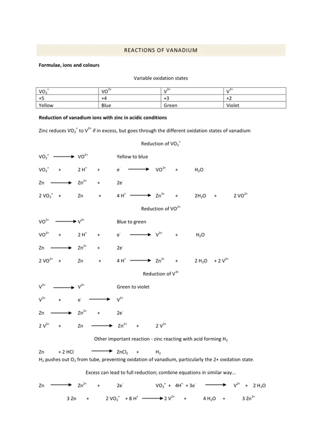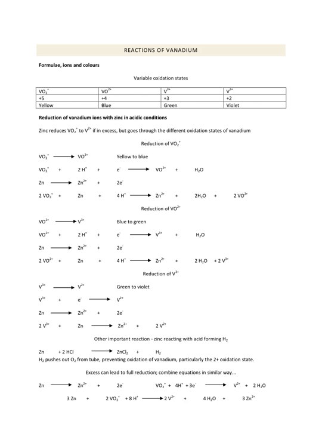This is a short video clip about the reaction of vanadium. We're going to start by thinking about the different ions to be aware of. So we have the +5 oxidation state, +4 oxidation state, +3 and +2. The colours are listed here, so yellow, blue, green and violet.